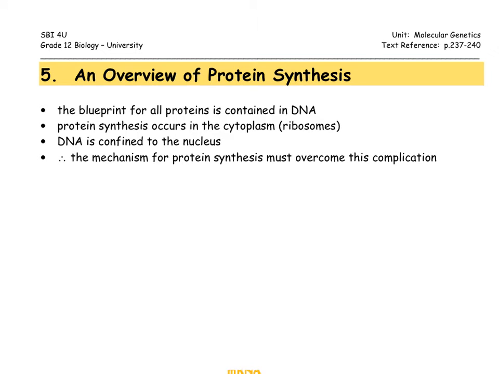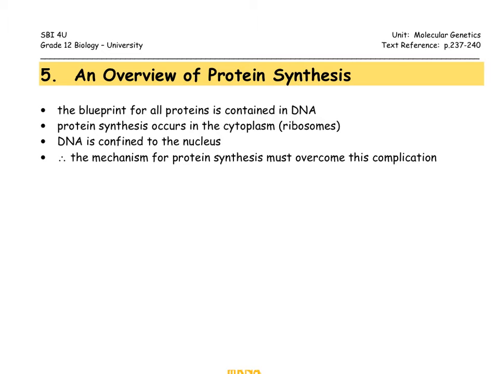The Beadle and Tatum experiment itself identified that there was a relationship between genes and enzymes, in that one gene codes for one enzyme, and that was extended to apply to all polypeptides. Hence, the blueprint for all proteins is contained in DNA. That's what DNA does. It codes for proteins.